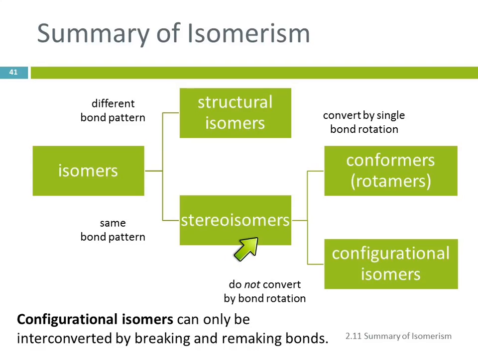And what we talked about just now was these are also called configurational isomers, and these do not convert by bond rotation. They can only be converted by actually breaking bonds and then remaking them, taking it apart and putting it back together. So configurational isomers.